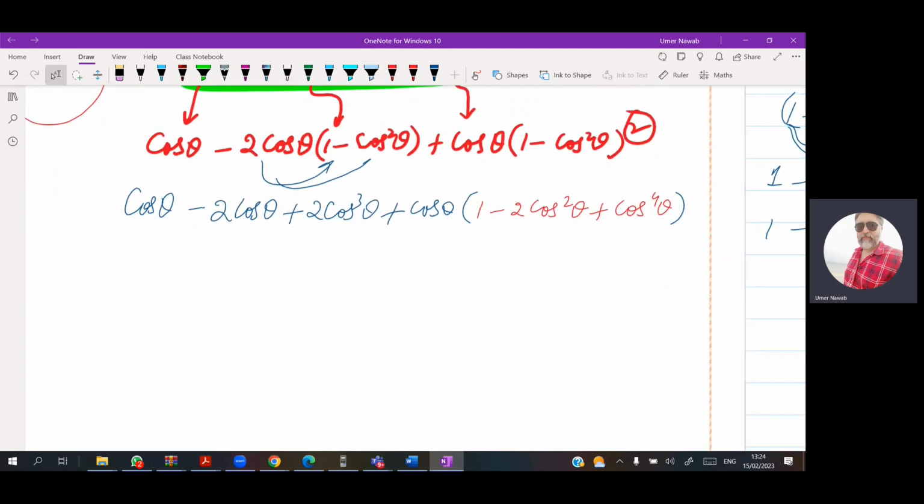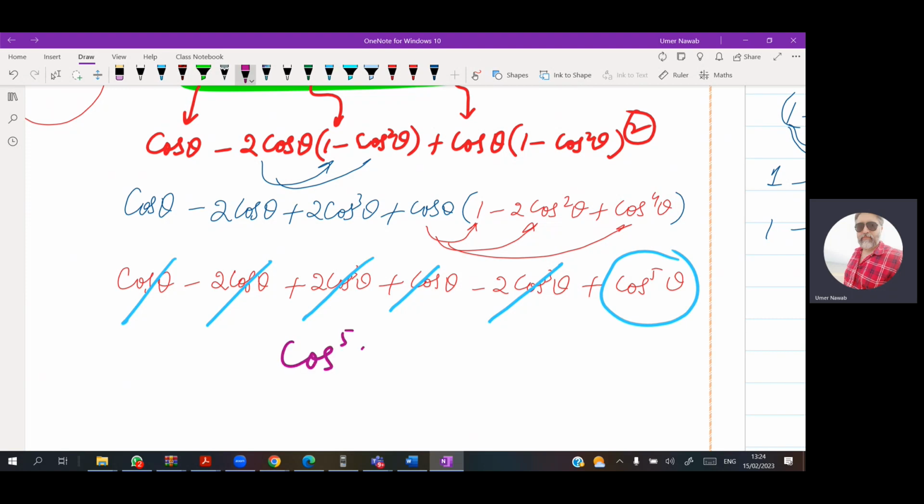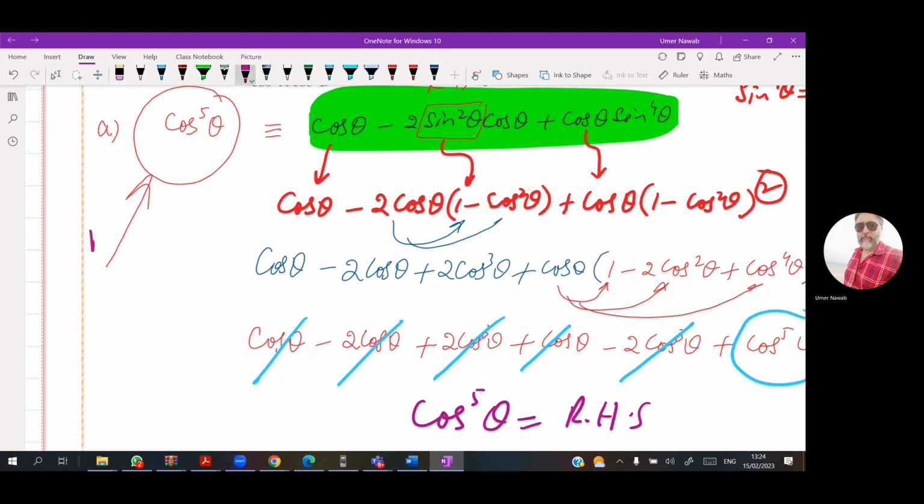Be careful, boys. Now you need to open the brackets and multiply the cosine theta inside. Cosine theta minus 2 cosine cube theta plus cosine 5 theta, plus 2 cosine cube theta minus 2 cosine theta... Ready? So I'm going to cancel this with this, and this, everything canceled, and you're left with cosine of 5 theta. And that was my right-hand side I wanted to prove.